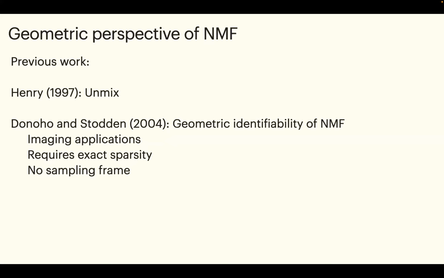More generally, in NMF, there is work on geometric identifiability by David Donoho in 2004 that was more focused on imaging applications, which is discrete data, and it requires the data to be exactly sparse, like having exact zeros, which is not true for air pollution. And it was more of a fixed matrix factorization problem, not a probabilistic sampling framework where you have a generative mechanism for your data and use it to make inference about the problem.